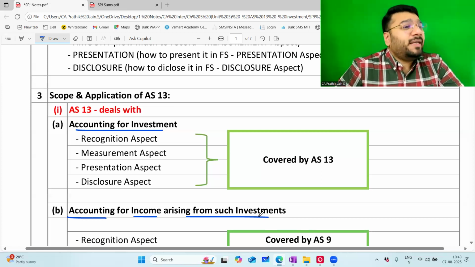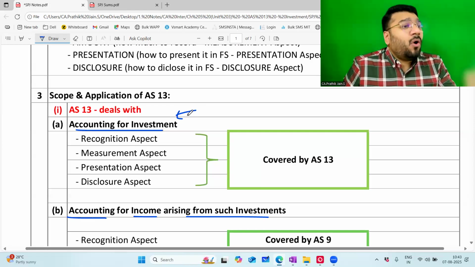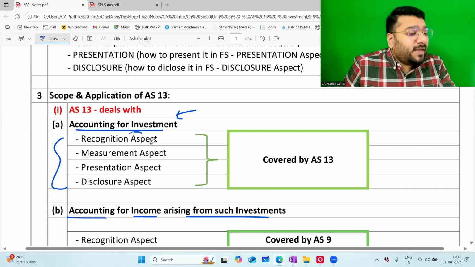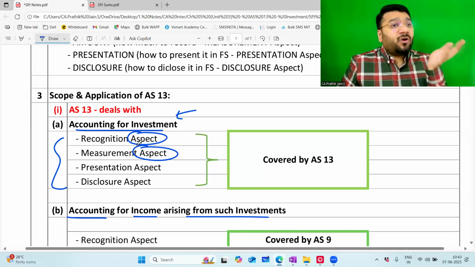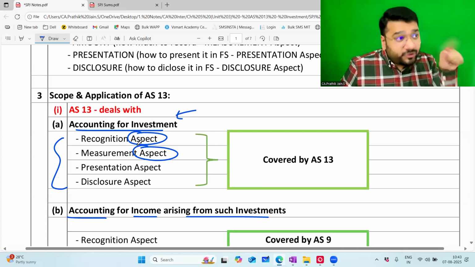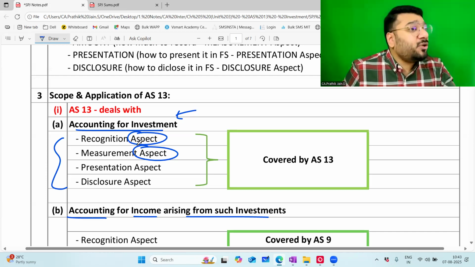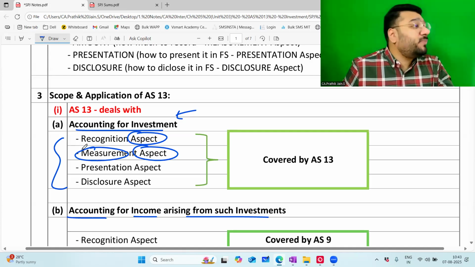Generally, all of you know that an accounting standard deals with four aspects. When I talk about accounting for investment, this AS covers all four aspects. First, recognition: when an investment needs to be recorded, at what point of time, and how it needs to be recorded. Second, the measurement aspect: how much investment to be recorded. We thought whatever price we pay for buying the investment, that alone we should record. But in the last class, we learned that we add certain other costs such as brokerage, stamp duty, and other expenses directly related to acquiring the investment. So this is the measurement aspect, which tells you how the measurement of investment needs to be done.